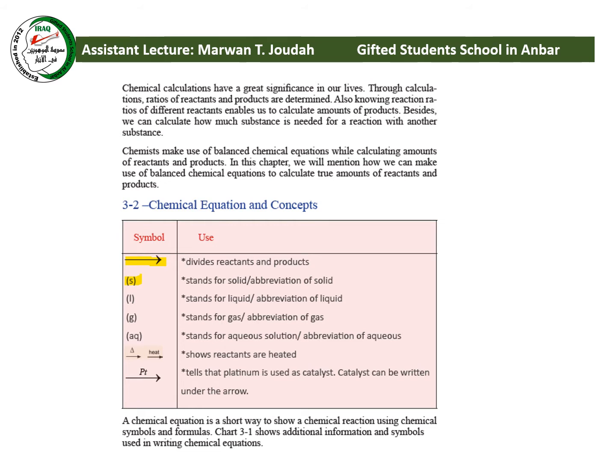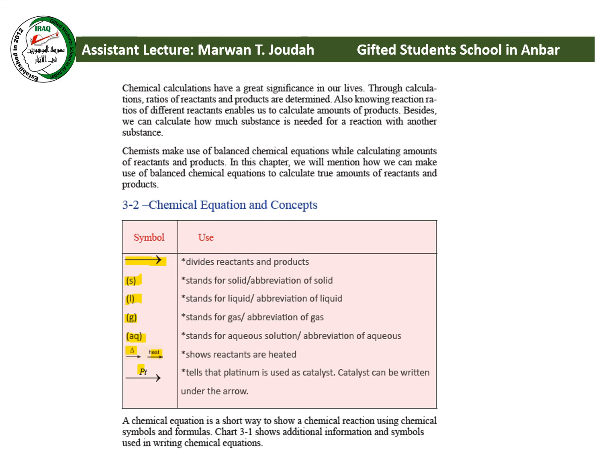The second one is L. L means that it's a liquid. And for the G, it's a gas. AQ is an aqueous solution, okay? And you can see here the triangle above the arrow. It means that there is heat and the reaction is heated up, okay? Or we can write it as heat, like the word heat.